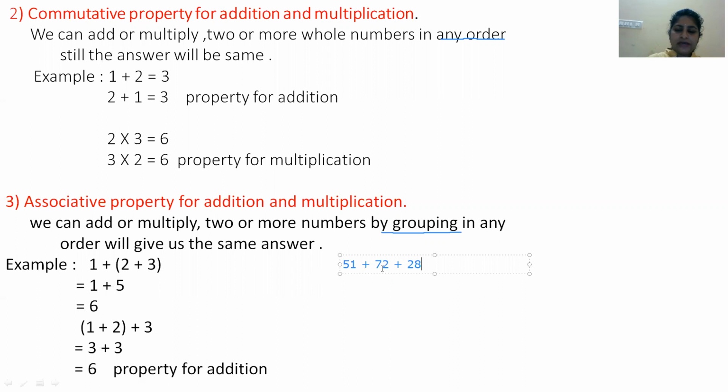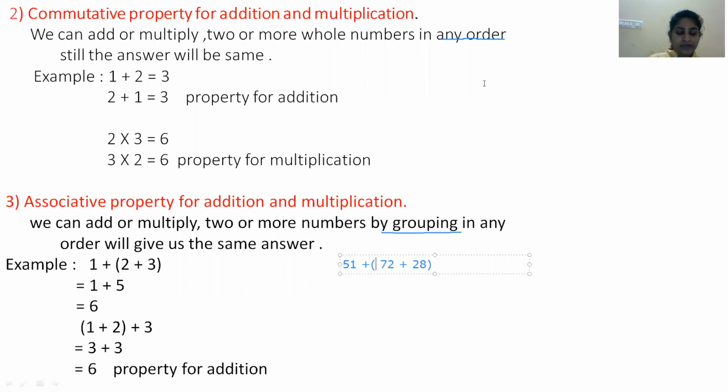Instead of that, I have to do it in 1 minute or before 1 minute in all the aptitude tests and exams. So I will group it quickly. When I group it, 72 plus 28 will be 100. 100 plus 51 will be 151. So I got answer within 1 minute.